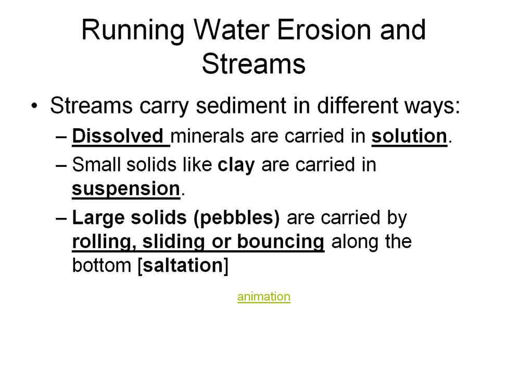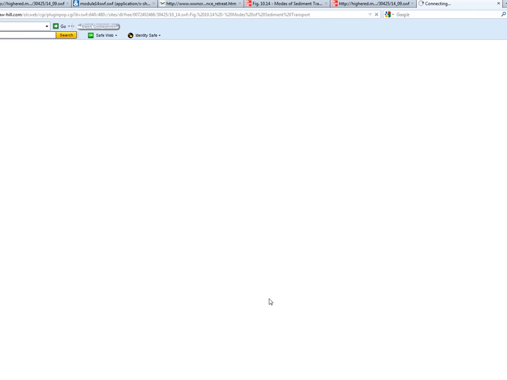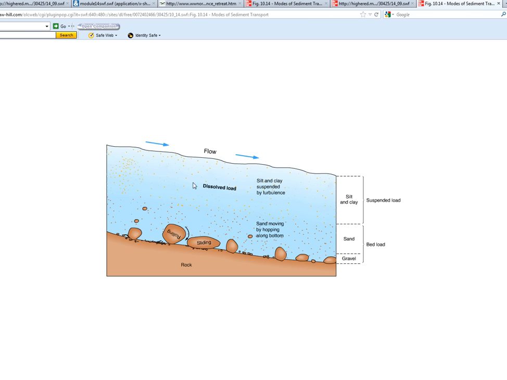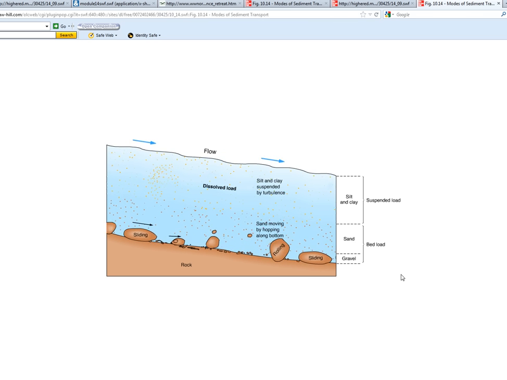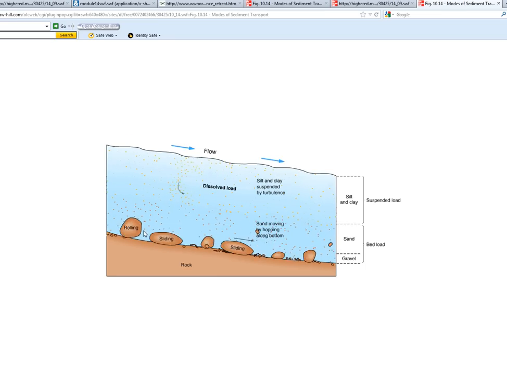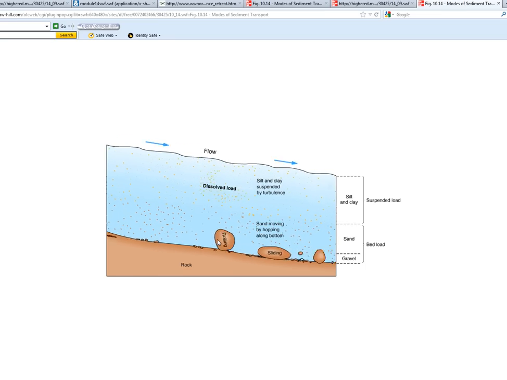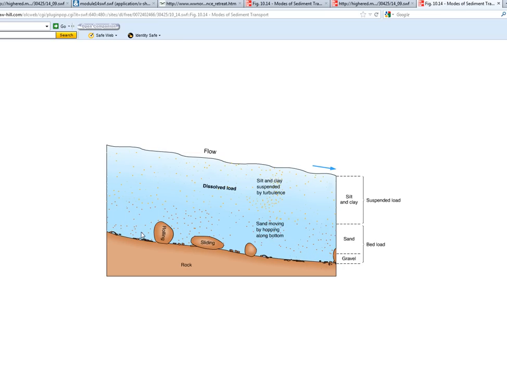Streams, fast-moving running water, carry sediment by being dissolved in solution. Small solids like clay, flour-sized particles, are carried in suspension, and larger solids like pebbles roll, slide, or bounce along the bottom. This is called saltation. Here you see an animation of all of these going on. And you can see how this rolling and sliding motion is why river rocks tend to be very round and smooth.